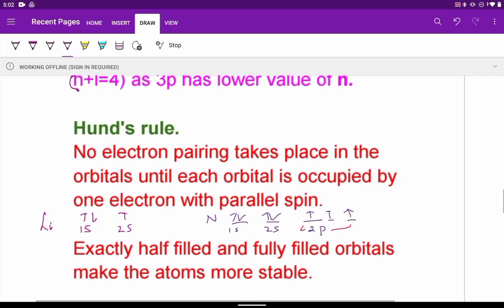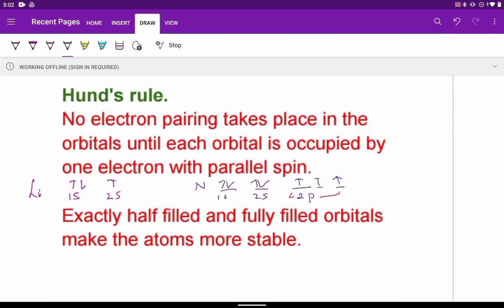Next is Hund's rule. It states that no electron pairing takes place in the orbitals until each orbital is occupied by one electron with parallel spin. First there should be single filling. In case of lithium, it is 1s2, 2s1. In the first shell only s orbital is there, so both the electrons will go to 1s. After that, the third electron occupies the 2s orbital.